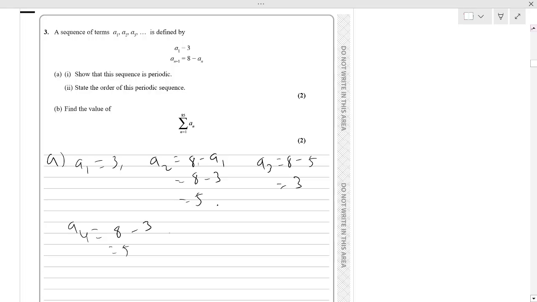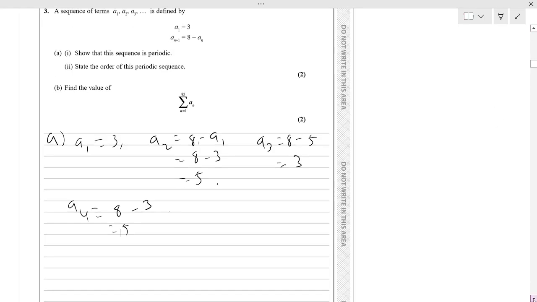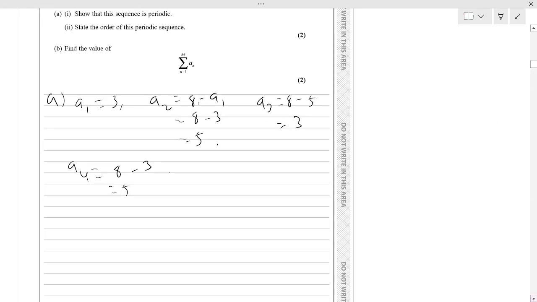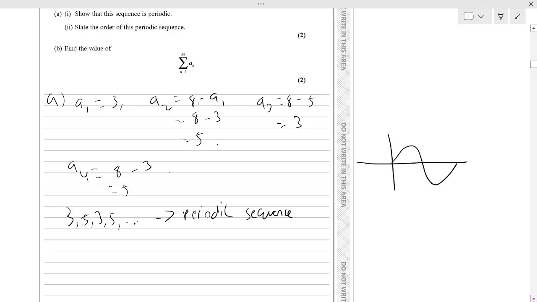And actually, hopefully you notice at this point, the sequence alternates between the same two terms, 3 and 5. So we're going to get 3, 5, 3, 5. And you should recognize that when a sequence repeats like this, it is a periodic sequence. It's like a sine graph, right? It repeats every 360. That has a period of 360 degrees.